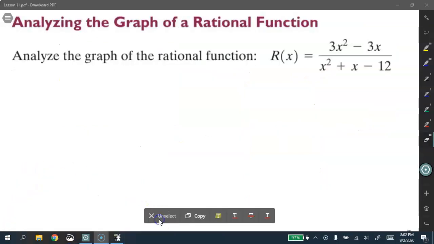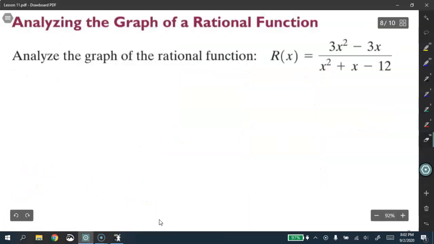Okay, now we're going to try another question and basically we're going to run through all of the same steps. But one of the purposes of doing this is to just help you realize some other sorts of things that can happen when you're graphing a rational function. So let's go ahead and go through this a little bit quicker this time.